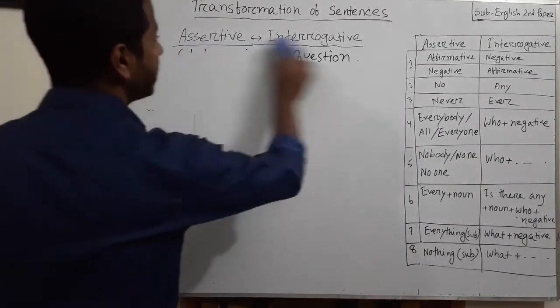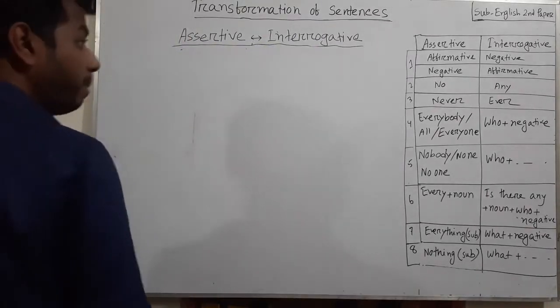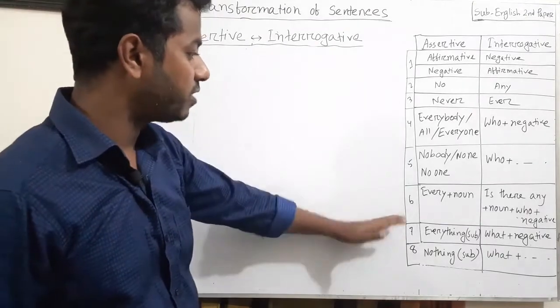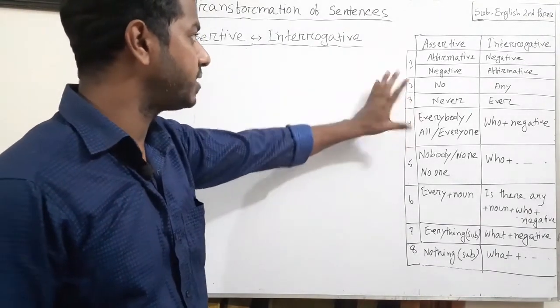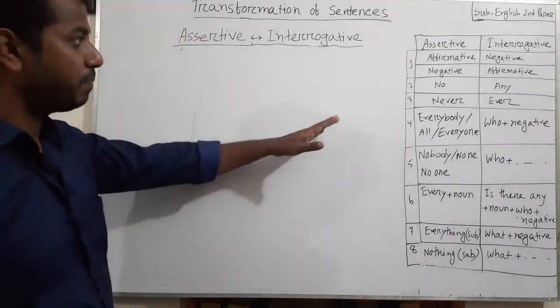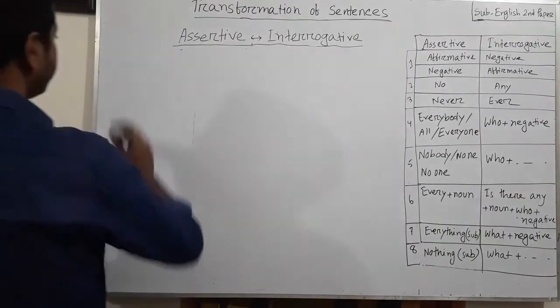Now let us discuss how to change an assertive sentence to interrogative sentence. Okay, look at this board. I have given a chart of the rules. These are the highlights of all rules in this chart. So I will discuss step by step all these rules. Okay, first of all, look at rule 1.